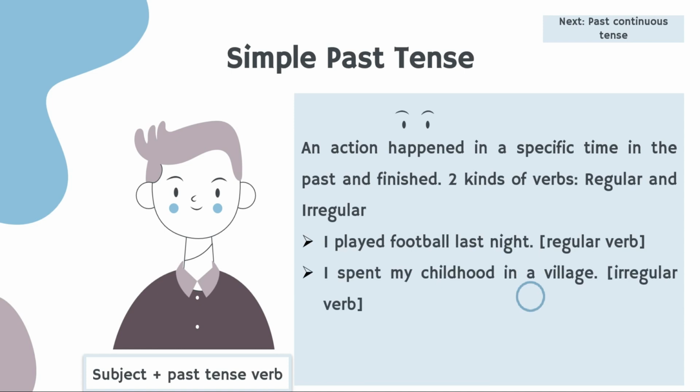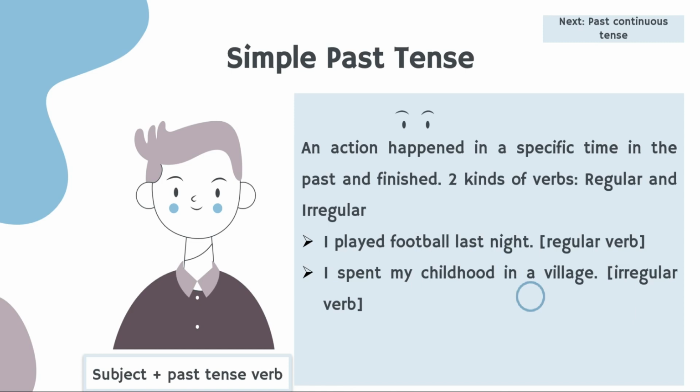And to make irregular verbs, actually we can't make them. We just learn them and memorize them. For example, I spent my childhood in a village. It's a kind of irregular verb. The simple form of the verb is spend. And to make a simple past tense, we say spent. Another example for irregular verb is give turn into gave or take turn into took.